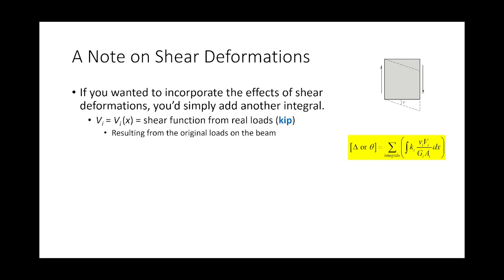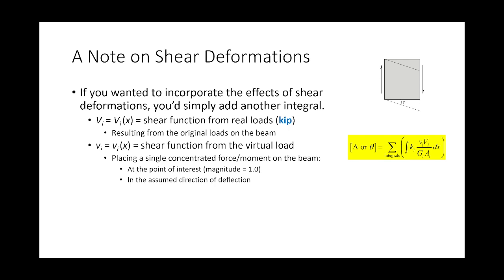So what do we have? We have big V's and little v's. So big V's are the shear function from the real load. Little v's are the shear function from the virtual load. So it's the same concept, right? You place a single unit load at the point of interest, in the direction of assumed displacement, et cetera.